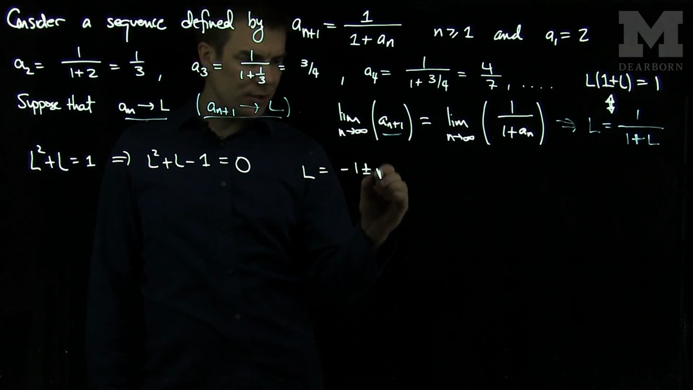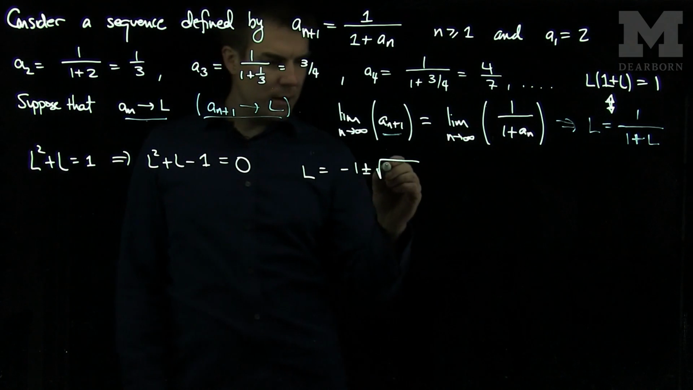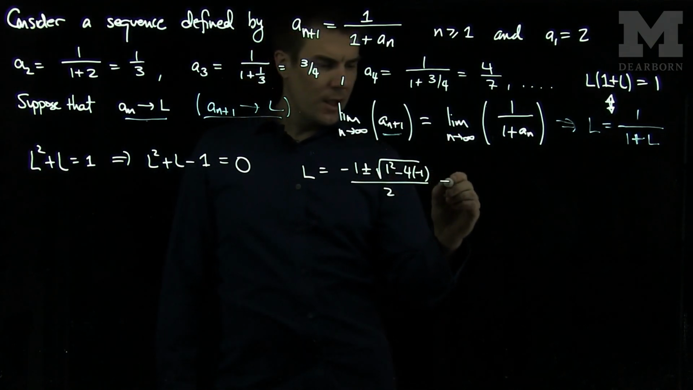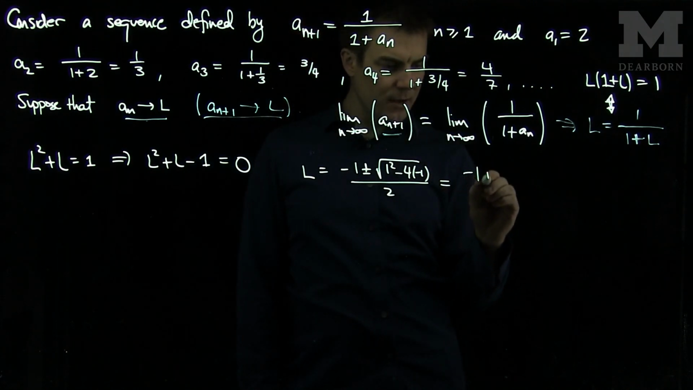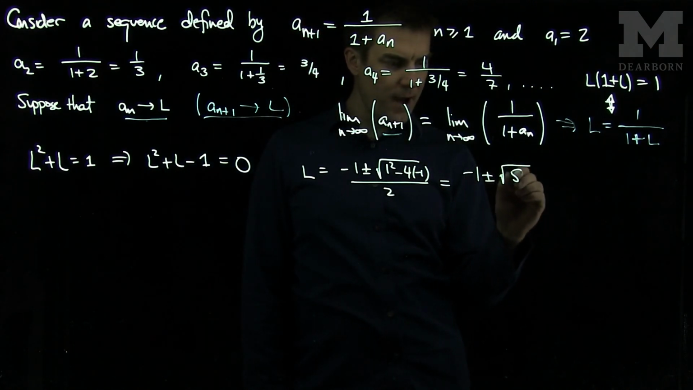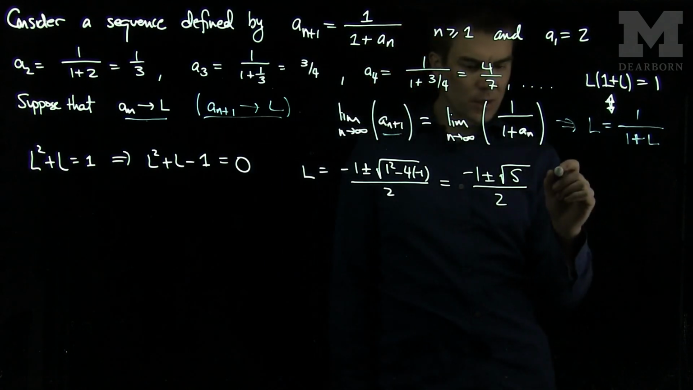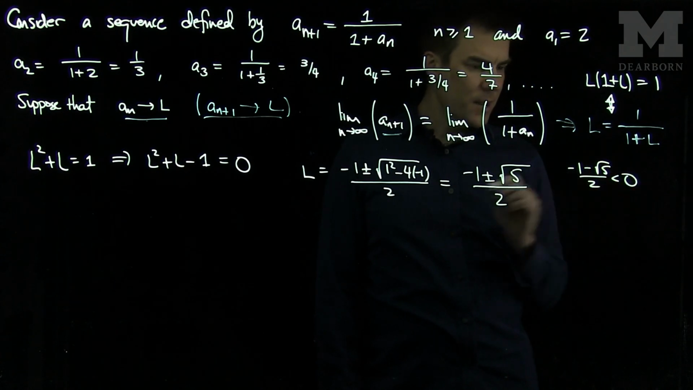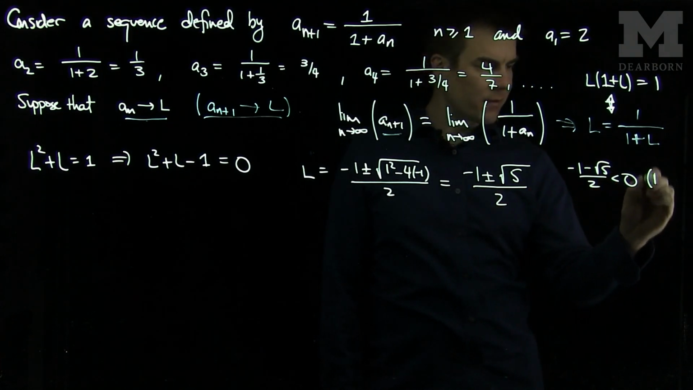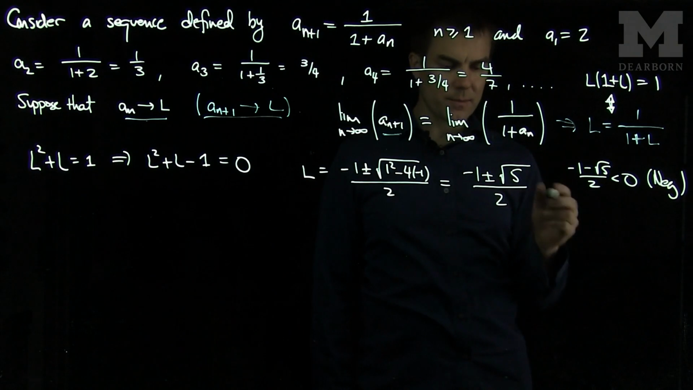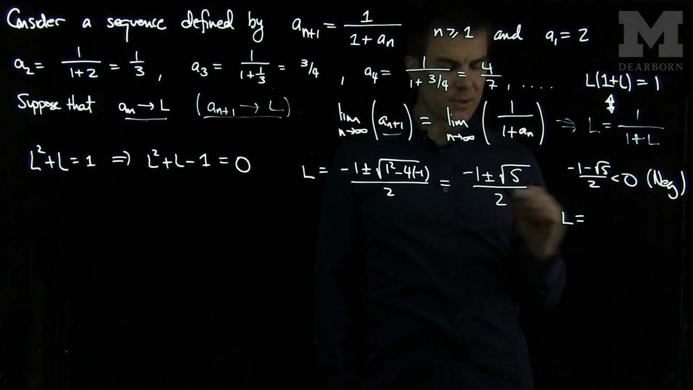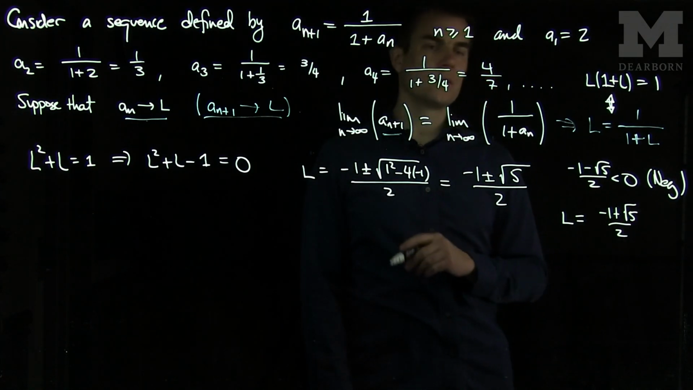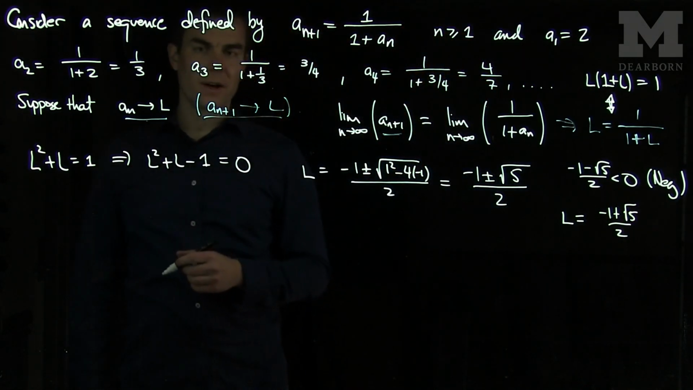And then we can solve this equation and see that L is equal to negative 1 plus or minus the square root of 1 squared minus 4 times negative 1, all over 2. And that gives us two possible limits: negative 1 plus or minus the square root of 5, over 2. But we know it cannot be negative 1 minus root 5 over 2, because this is a negative number. So we exclude this, and so the limit must be negative 1 plus the square root of 5 over 2. So that's the limit of this recursively defined sequence.